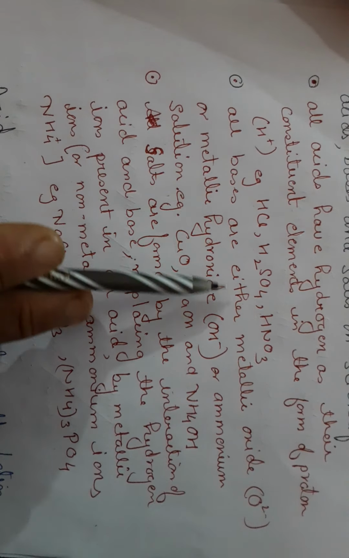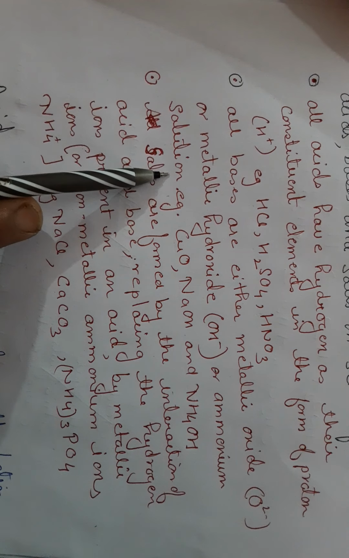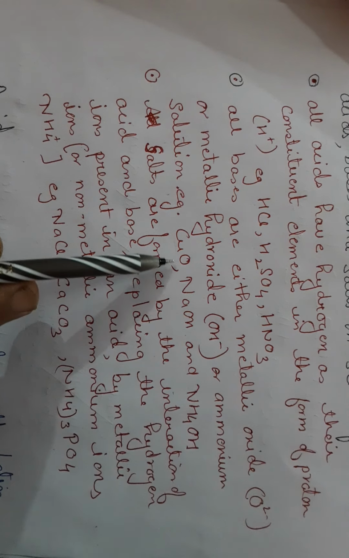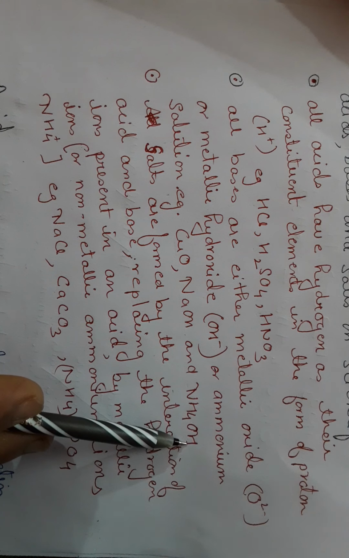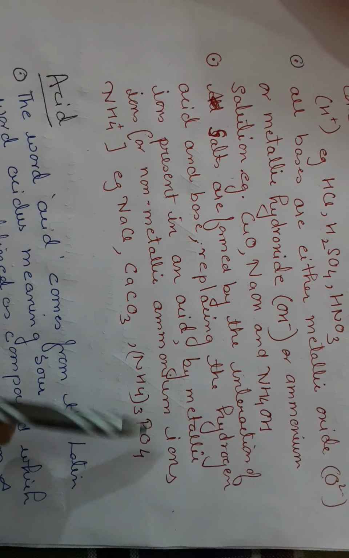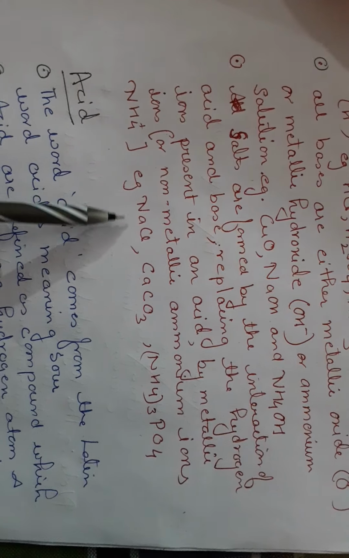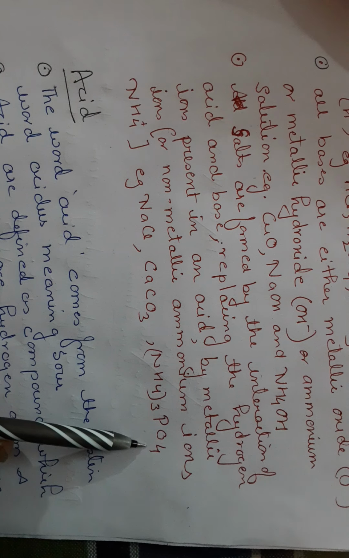Now, all bases are either metallic oxide or metallic hydroxide or ammonium solution. An example of a metallic oxide is copper oxide. Metallic hydroxide is sodium hydroxide, and ammonium solution is ammonium hydroxide. Now salts. Salts are formed by the interaction of acid and base, replacing the hydrogen ion present in an acid by a metallic ion or a non-metallic ammonium ion. Examples of salts are sodium chloride, calcium carbonate and ammonium phosphate.